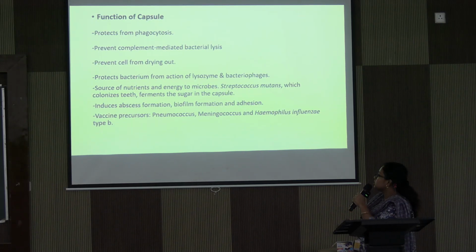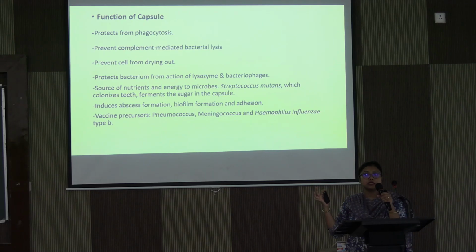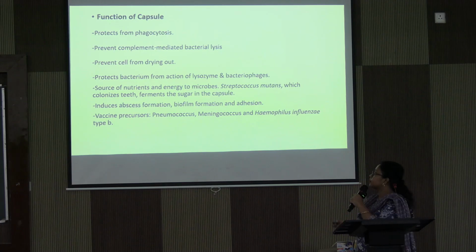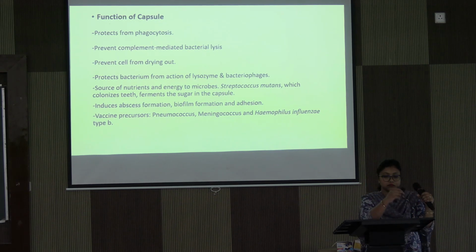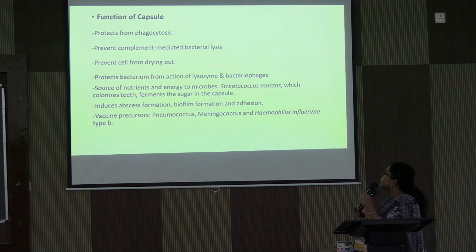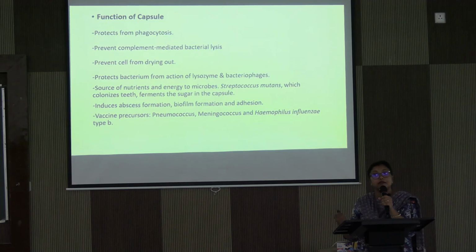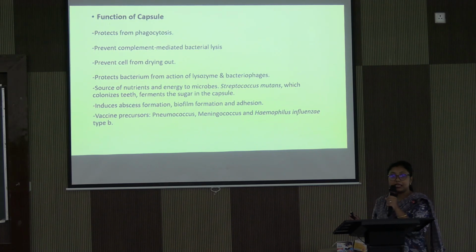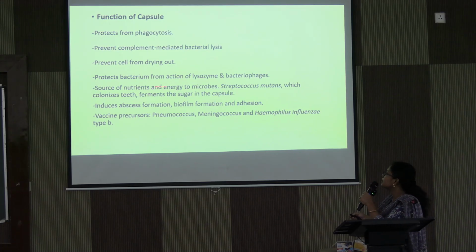Next, what are the functions? Obviously it gives the cell a form of protected rigidity. It protects from phagocytosis. As I told you, it plays a part in the pathogenesis, helping in escaping the host immune response. It prevents complement mediated bacterial lysis and prevents the cell from drying out. So in adverse conditions this will help the bacteria to survive, and it protects from the action of lysosome and bacteriophages.